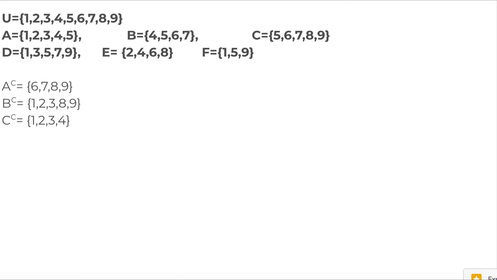And complement of C would be removing 5, 6, 7, 8, 9 from the universal set. And that will leave you with 1, 2, 3, and 1, 2, 3, 4.